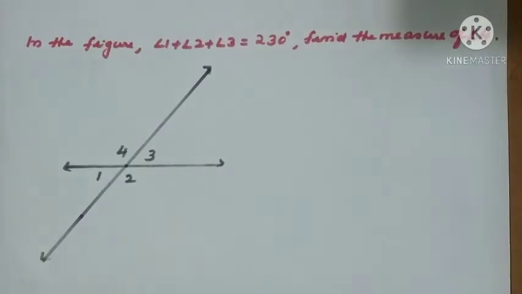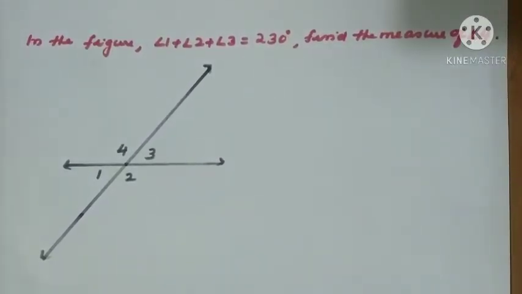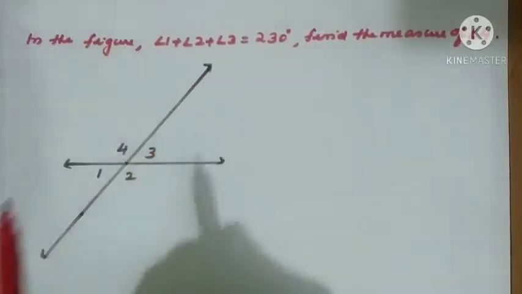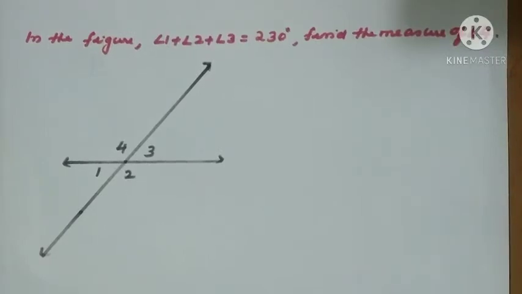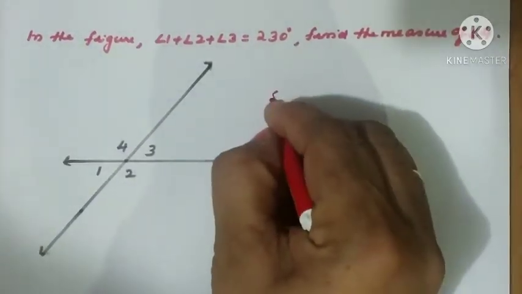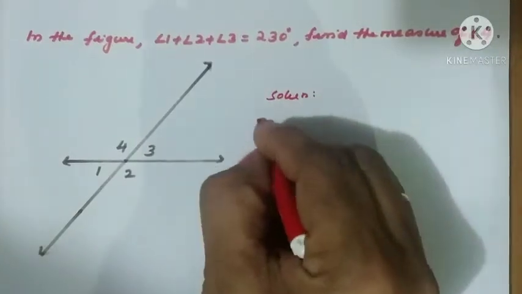In the figure, angle 1 plus angle 2 plus angle 3 equal to 230 degree. Find the measure of angle 4. So diagram already given, you know that from the diagram it is two lines intersecting only. So here you can see that four angles are formed. In that three angles sum is equal to 230 degree, and it is asked what is the measure of angle 4 only.